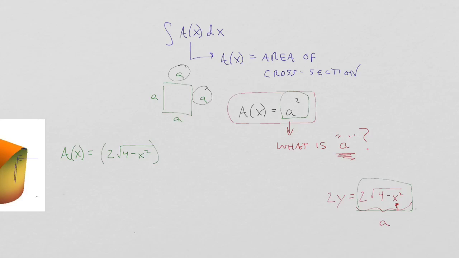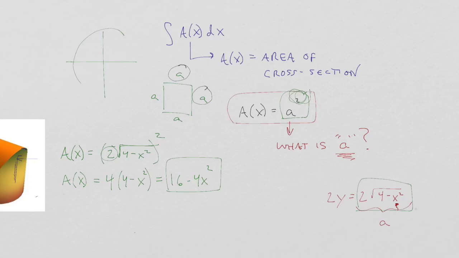And what am I doing with it? I am squaring it. So there it is. So I can simplify this before doing any calculus. 2 squared is 4, and then the square of the square root of 4 minus x squared is 4 minus x squared, and this of course simplifies to 16 minus 4x squared. This is the area of a cross-section at any given point.